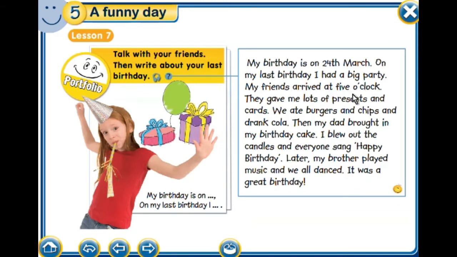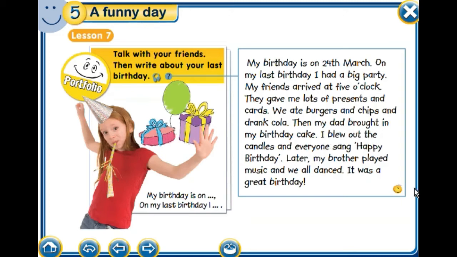When the party starts, maybe 5 o'clock, your friends arrived. They gave me lots of presents. If they brought presents to you, you should mention that. We ate burgers. So what did you eat in your last birthday? And what did you drink? What about your dad or your parents? What did they bring you? Did they give you some presents too or not?